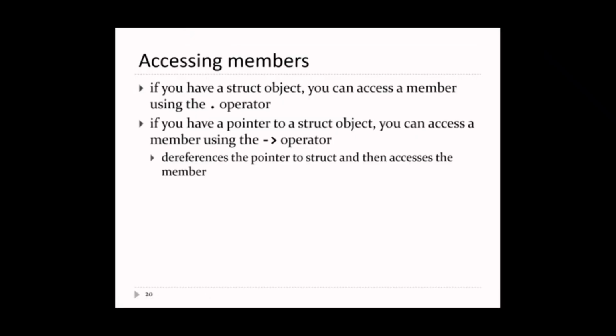If you have a structure object, you can access the members using dot. So variable name dot member name gives you access to that member. If you have a pointer to a structure object, then instead of using dot, you can use hyphen greater than, the arrow operator. Remember, you have a pointer to a structure, and the arrow operator dereferences the pointer to give you the object that the pointer is pointing at, and then it lets you access the member name.